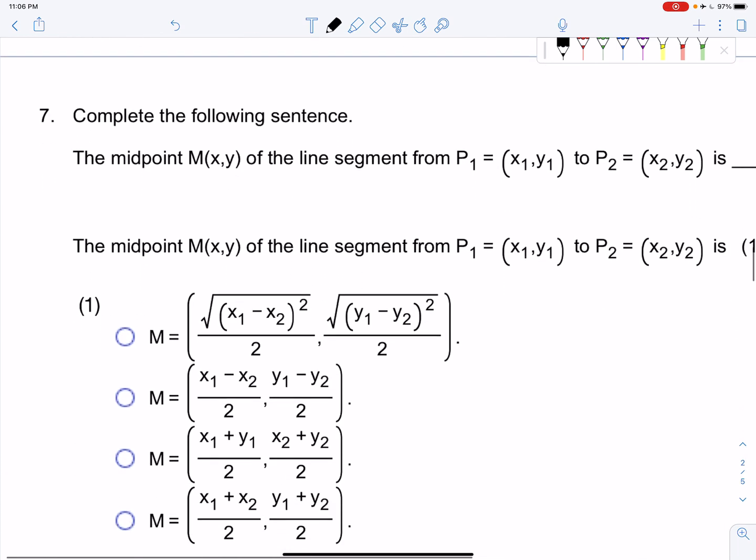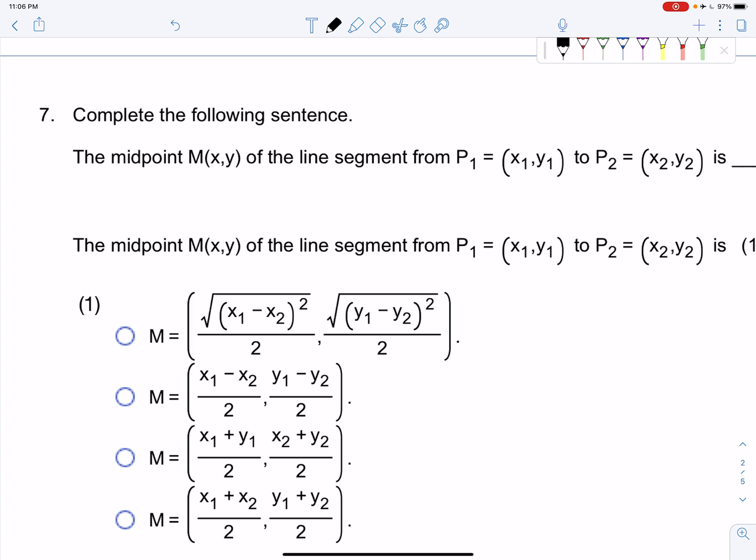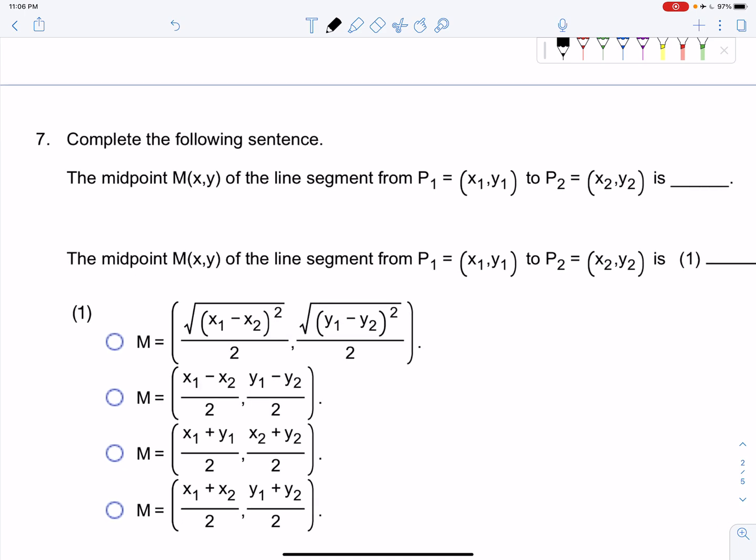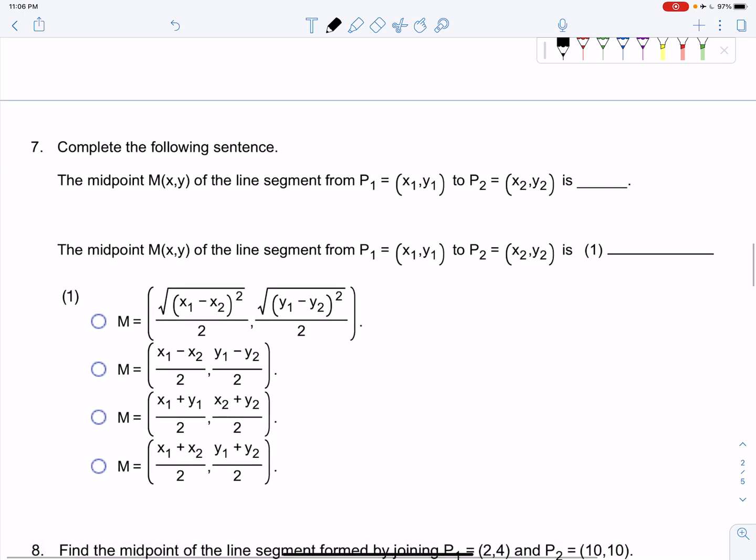Okay, number 7, complete the following sentence. Now, instead of finding the distance between 2 points, we are finding the midpoint, the very middle point between 2 points. And so the way I think of this is as the average of the x's, comma, the average of the y's. That's how I remember it, and it always holds true for me, and I could easily remember it that way.